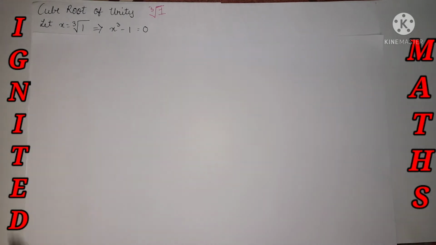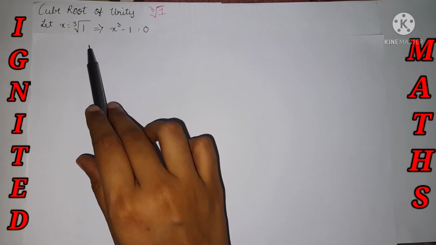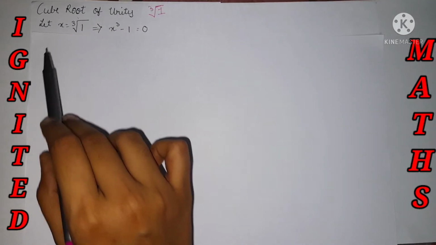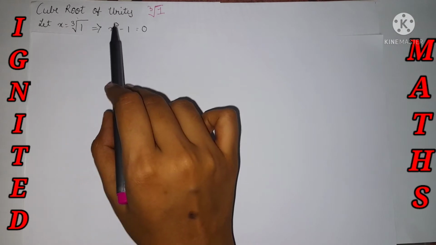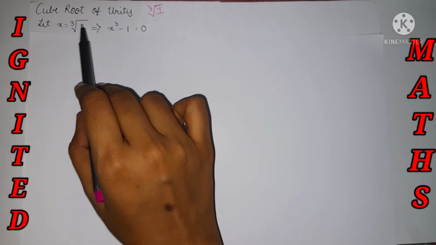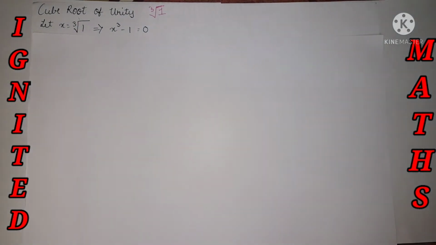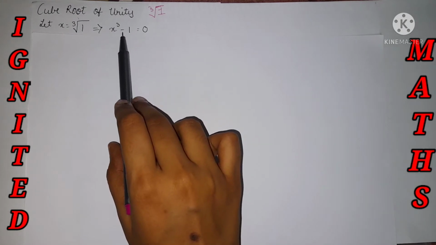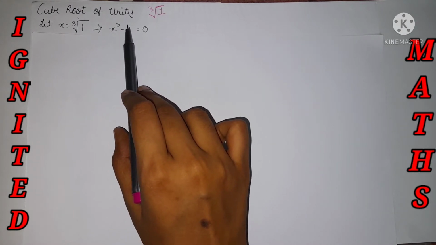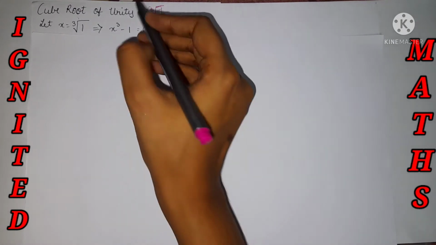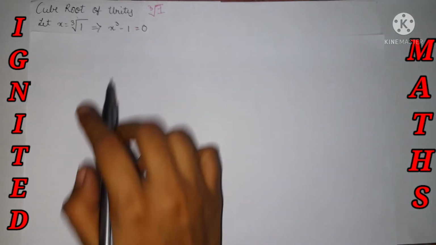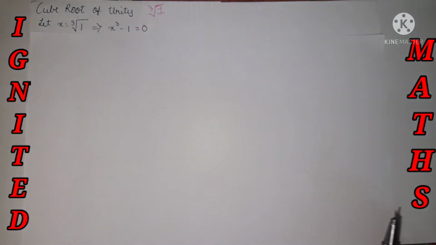Now let's take the x value as the cube root of unity. Now I'm going to take the cube at the LHS. So how will it become? x cube, and this 1 in the RHS. If I want to take the 1 to the LHS, then this 1 is in positive sign. If I take it to the LHS, it will become negative, because it is equal to 0 over here. It's nothing but x cube minus 1 is equal to 0.